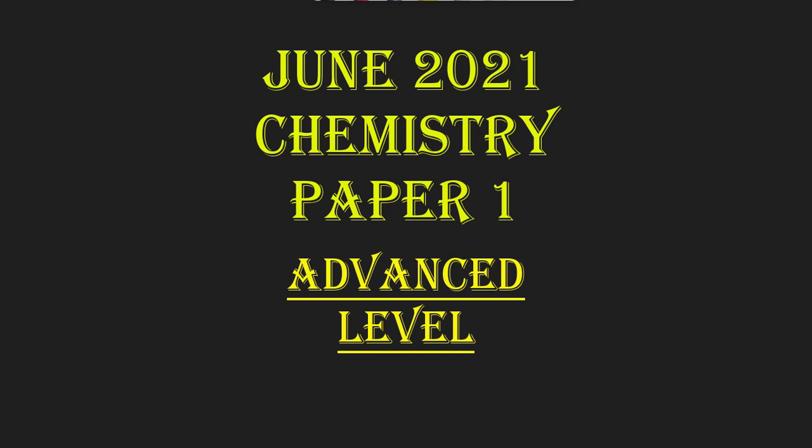Today we're going to be talking about the Cameroon General Certificate of Education Chemistry, paper number 1, June 2021. Let's get right into the video.